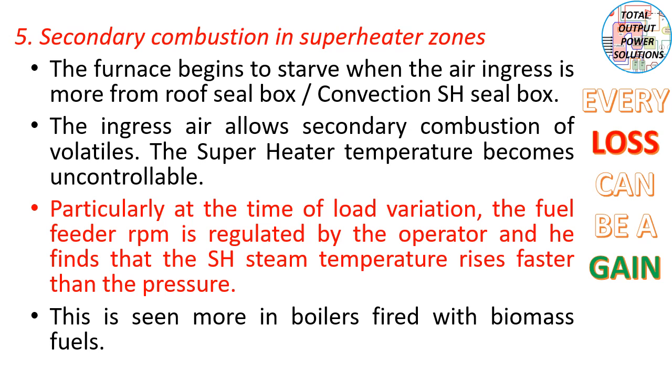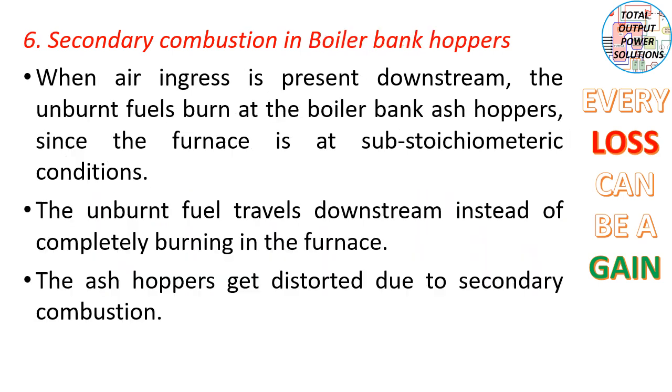Secondary combustion in the superheater zones: the furnace begins to starve when the air ingress is more from the roof seal box or the convection superheater seal box. This ingress air allows secondary combustion of volatiles. The superheater temperature becomes uncontrollable, particularly at the time of load variation. The fuel feeder RPM is regulated by the operator and he finds that the superheater steam temperature rises faster than the pressure. This is seen more in boilers fired with biomass fuels.